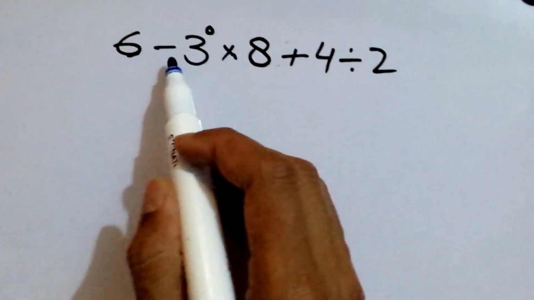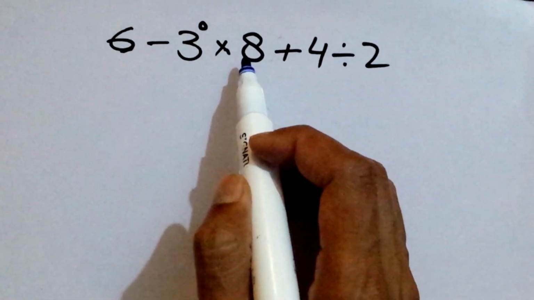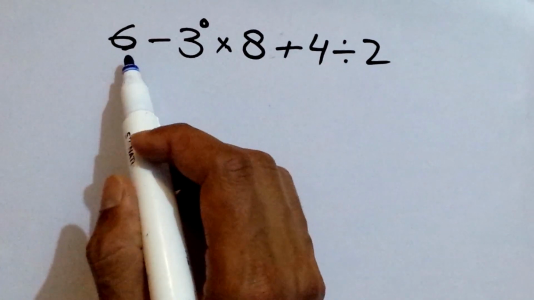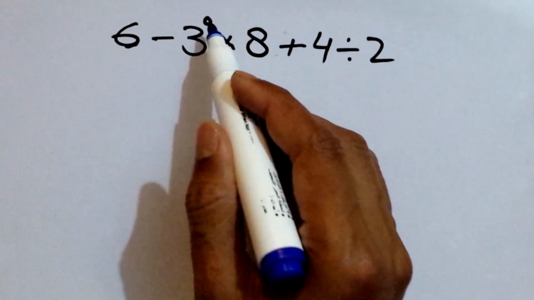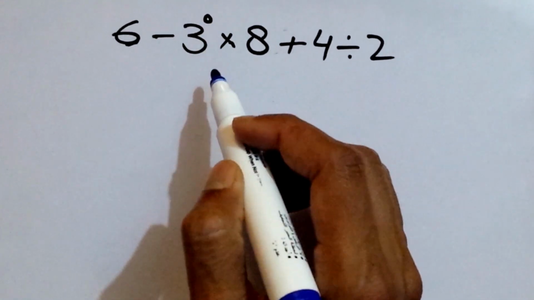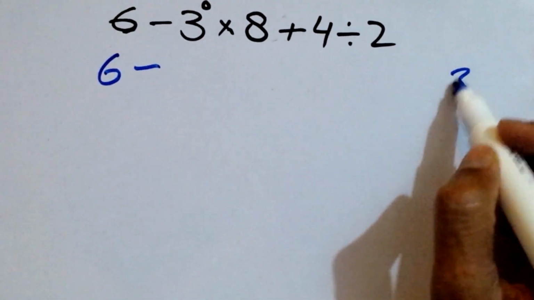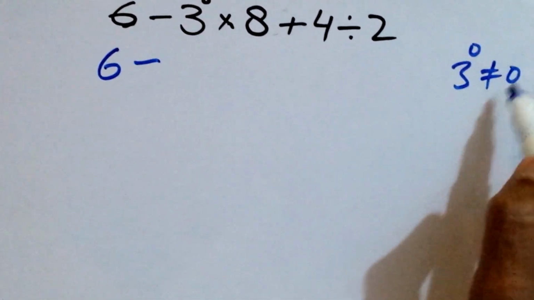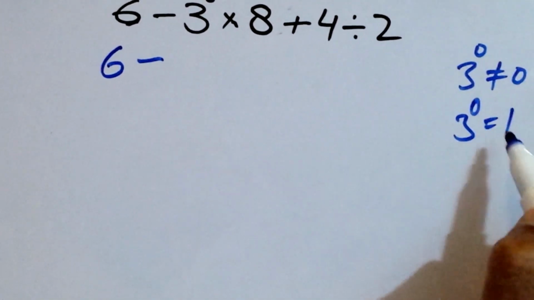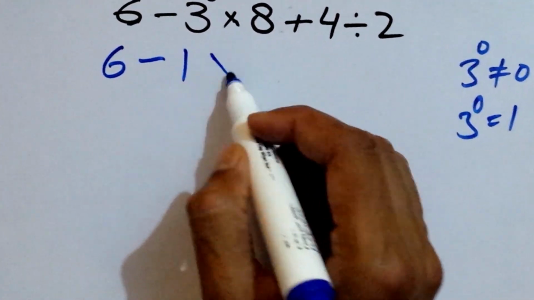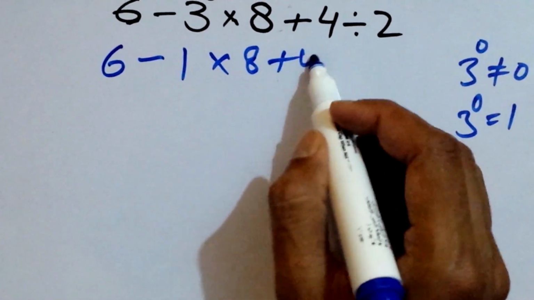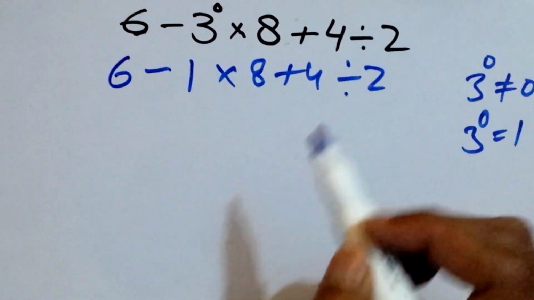So we are solving 6 minus 3 to the power of 0 times 8 plus 4 divided by 2. Okay, so first of all, exponents first, right? So 3 to the power of 0 is not equal to 0, it is equal to 1, right? So here is 6 minus 1 times 8 plus 4 divided by 2, right?